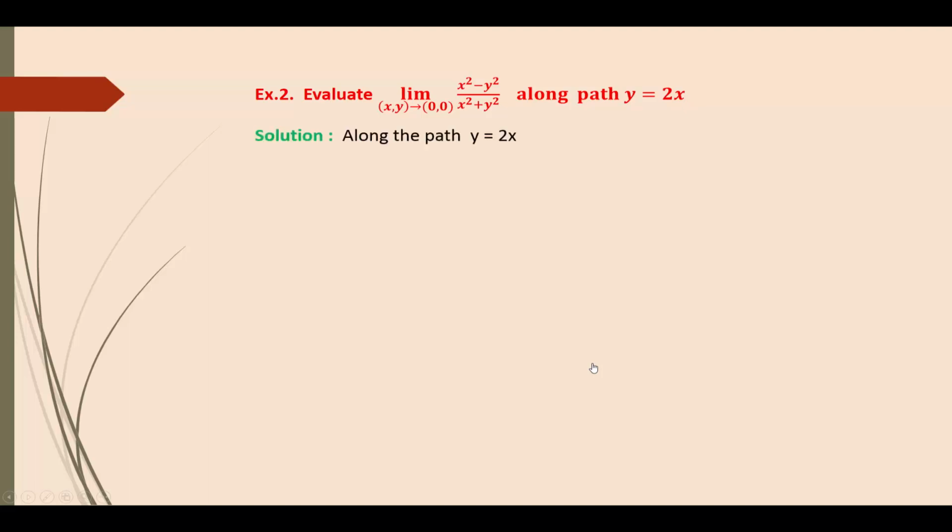Therefore along the path y equal to 2x, the limit as (x,y) tends to (0,0) of (x square minus y square) upon (x square plus y square) is equal to limit as x tends to 0 of x square minus (2x) square, put the value of y as 2x, upon x square plus, again the value of y is 2x, so plus (2x) square.